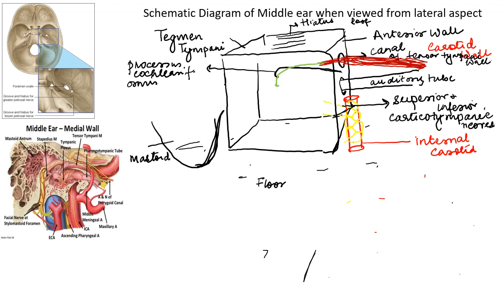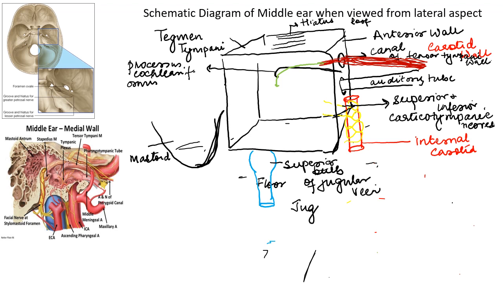In the floor, or related to the floor, is the superior bulb of the internal jugular vein. So if you remember again, the internal jugular vein is the continuation of the sigmoid sinus, which would be running out here. Then there is the jugular foramen through which the internal jugular vein exits, and here it forms the superior bulb of the internal jugular vein, which is related to the floor, which is also known as the jugular wall.